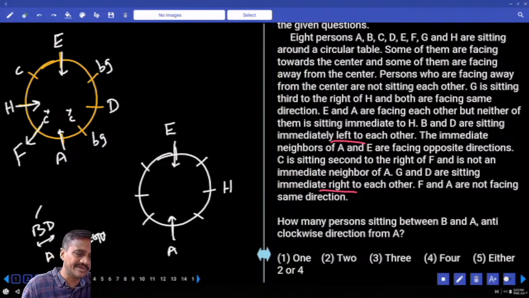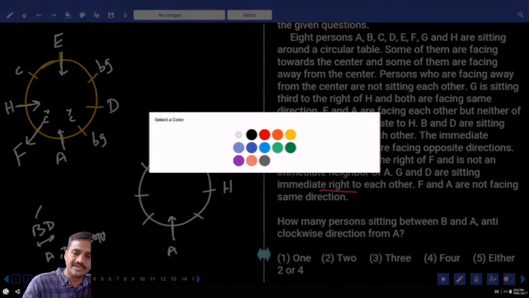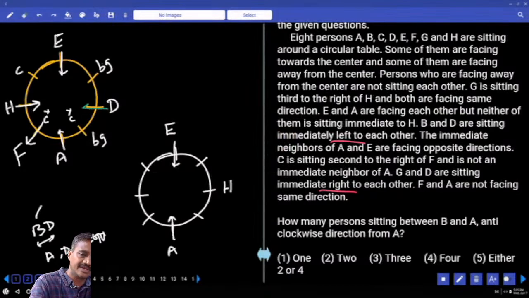And B and D are immediate left to each other. Now can you take the right hand side? Inward. If D is inward, then G and D are immediate right. Now G must be here. If G is here, G must be away from the center.